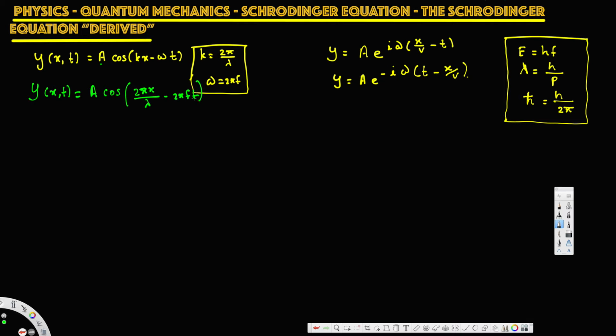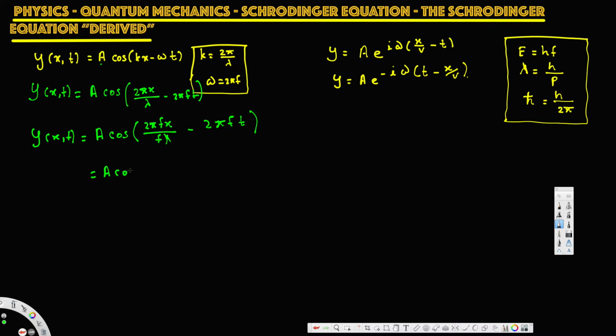Now I want to take this 2πf outside. In order to do that, I'm going to multiply by 2πf in the numerator and f in the denominator. In that way we will get y of x,t equal to a cos. If I multiply numerator and denominator by f, this is going to be 2πfx divided by f lambda, minus 2πft.